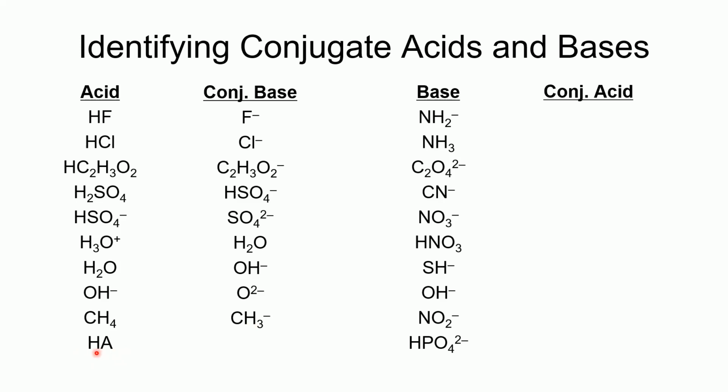HA, this is a generic designation for an acid. So if you remove the H plus, you'll have A minus. A minus, of course, is not anything in particular. It's just a generic way of representing it.